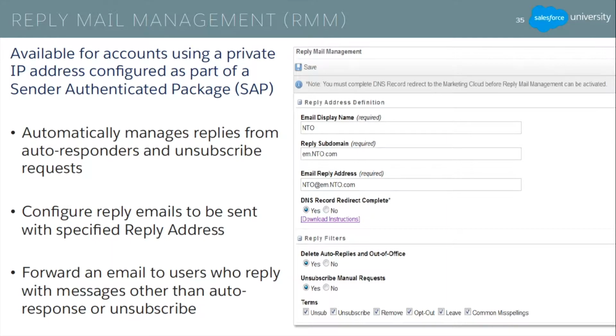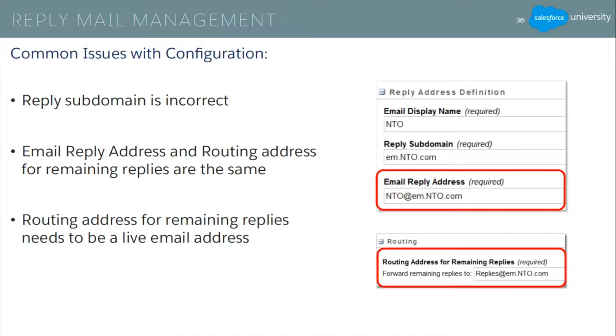Currently, we only honor English terminology. The frequently asked question, to my knowledge, is that this is not something that's on the roadmap. I don't know if there will be down the line, but currently those words are available for selection to honor as unsubscribe requests. Okay, and then we also have the ability to forward an email to those who reply with messages other than an auto response.